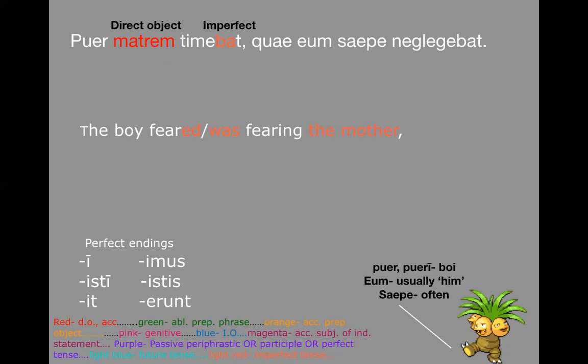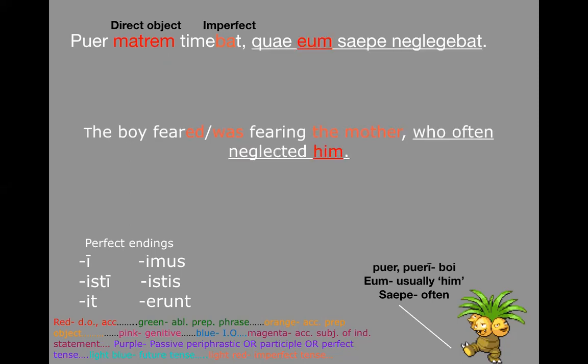Who often, I see saepe neglegebat. What does that verb mean? Neglected him. Okay. So we love imperfect verbs in this set of sentences for whatever reason. These are from the exercises in chapter 17, by the way. You could technically follow along with the book if you wanted. But yeah, eum is usually him. Sometimes we see it be a demonstrative like this or that. But if it's by itself, meaning there's no accusative around it, it's him.